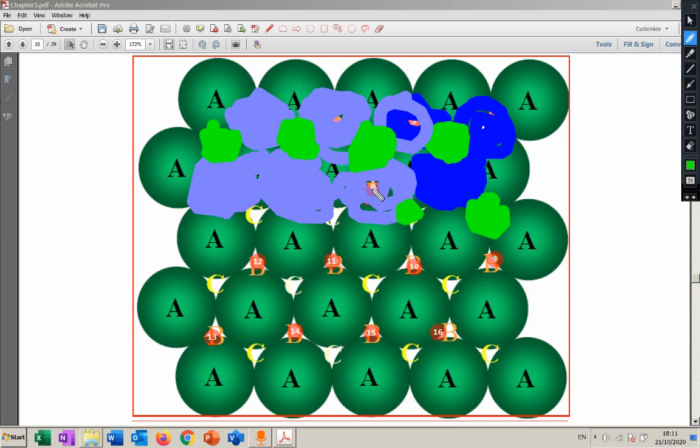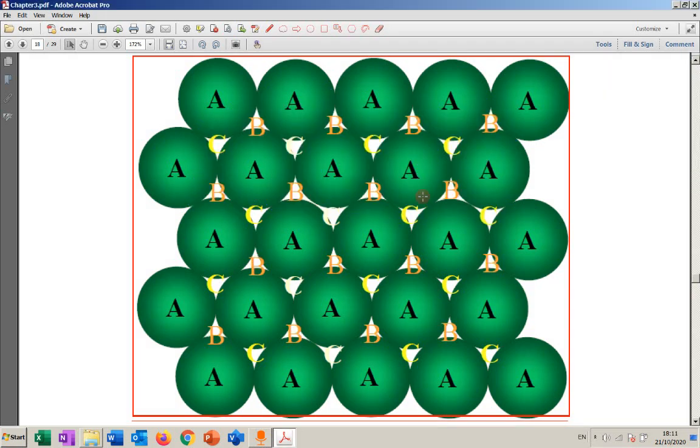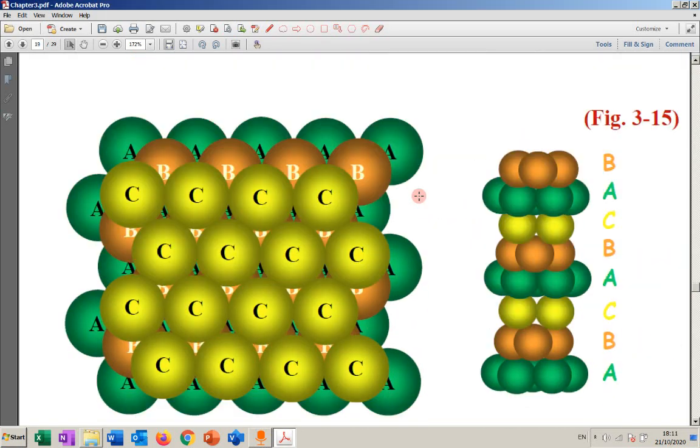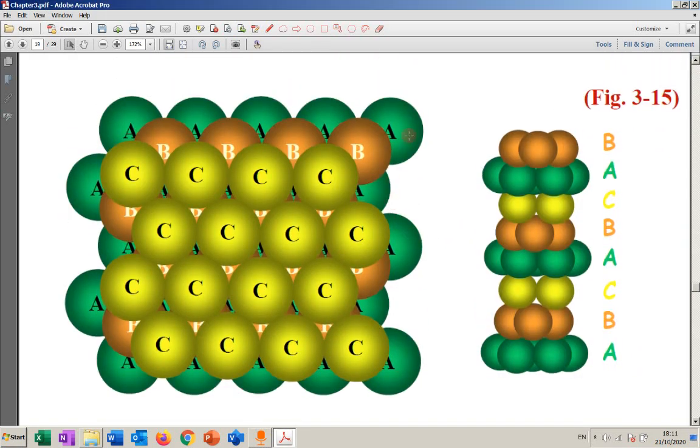So if I check this one, I'm gonna show this one to you in 3D to see how it looks. It's gonna be something like this. Look, we had one there, we place one in the void, then we place the third layer on the second layer's void. That's gonna give us the FCC crystal structure.